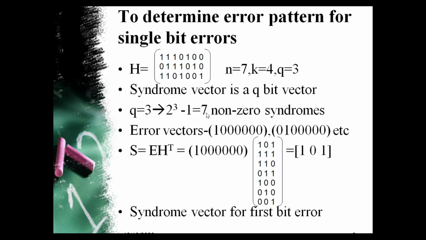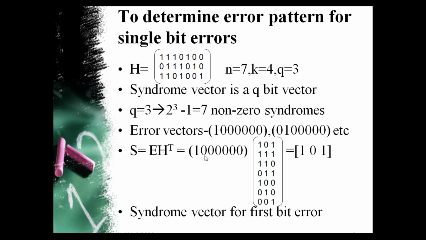Here we have said that there will be 7 non-zero syndromes with q equal to 3, and the error vectors corresponding to a single-bit error. If only a single-bit error has occurred, then the error vectors will be like this. That is, any one bit will be 1 out of those 7 bits. There will be 7 bits in the error vector. Initially we are considering only the single-bit error, then the corresponding error vectors are here. Now we are finding the product E into H transpose.